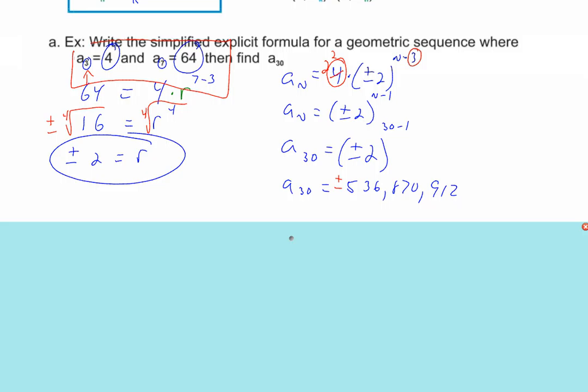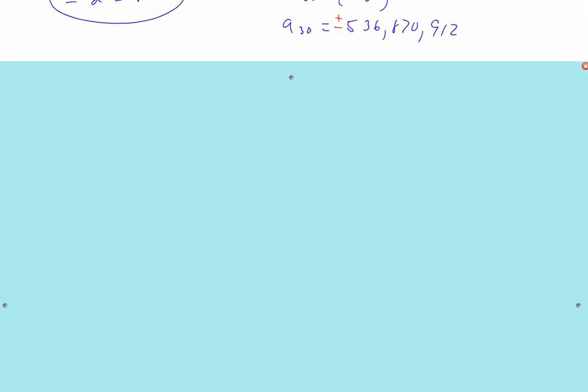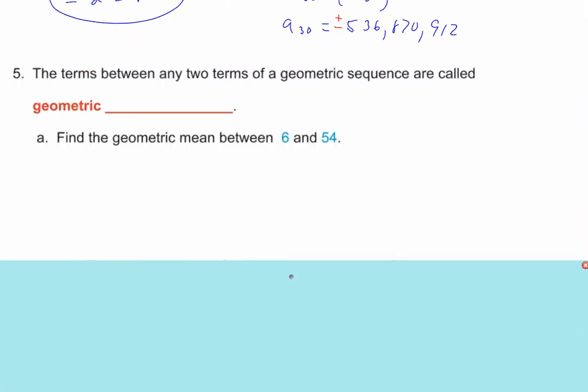We don't know if they end up positive. We don't know if they end up negative. And therefore, we have to find both possibilities. It's either going to be plus 536 million, etc., or minus 536 million, etc. We just have no way of knowing, therefore we give both, plus or minus. Both are possible because they gave us the third and the seventh. If they'd given us an even and an odd, we would have known.